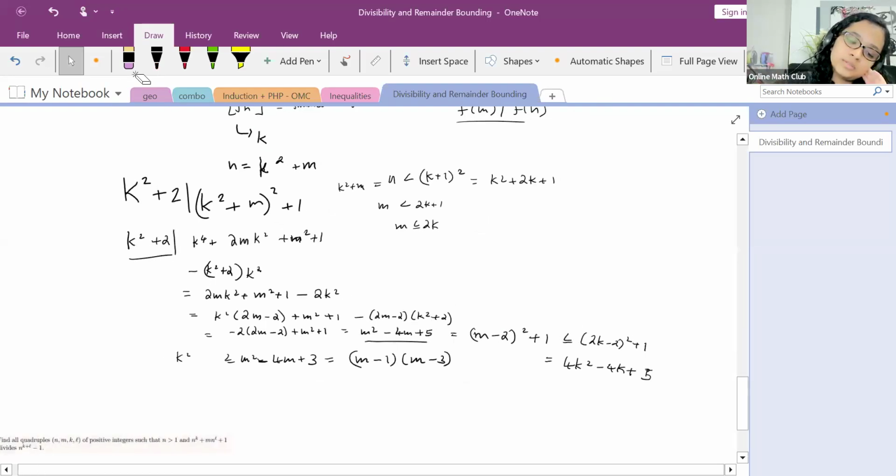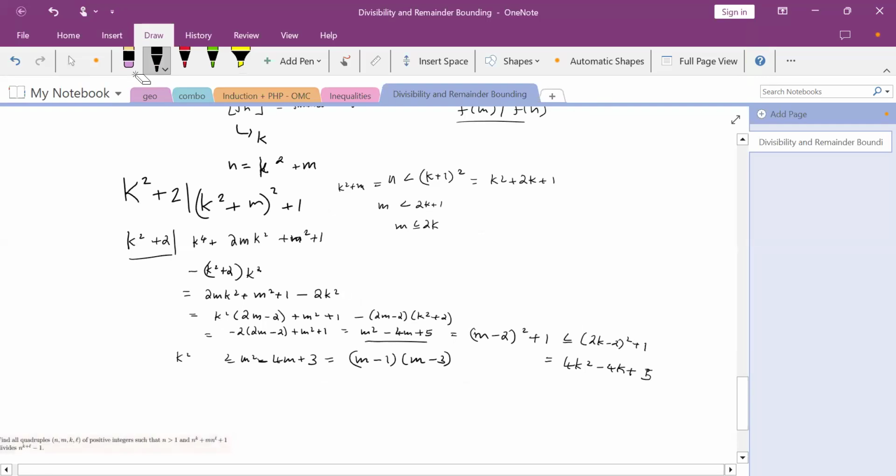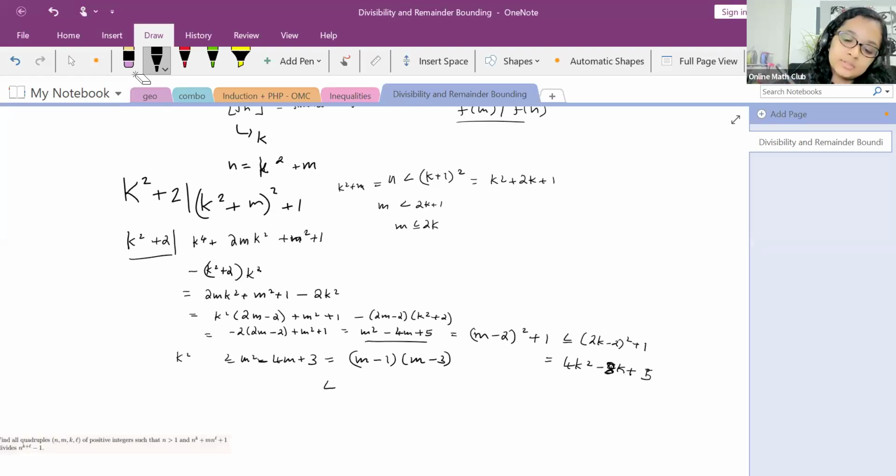Right. And we know that minus 8k should be there, I think. Yeah, 8 will be. Yeah, 8. So now can you take cases on what this can be?